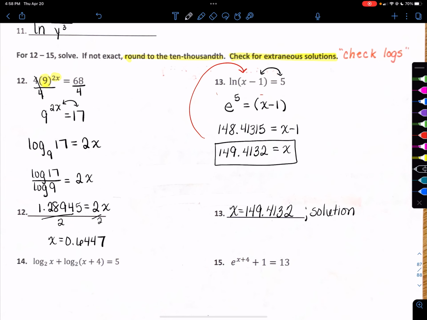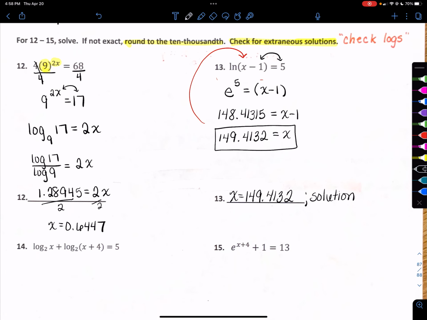Now we check if it's a solution when we're dealing with logs or natural logs. Exponentials, we have already talked about that one. We're not checking the solutions with those ones.